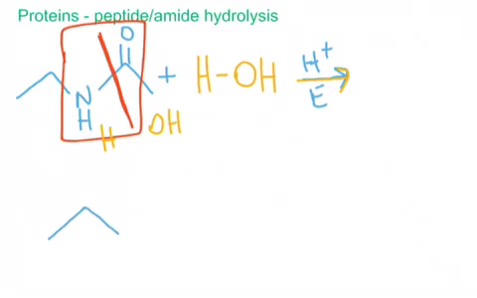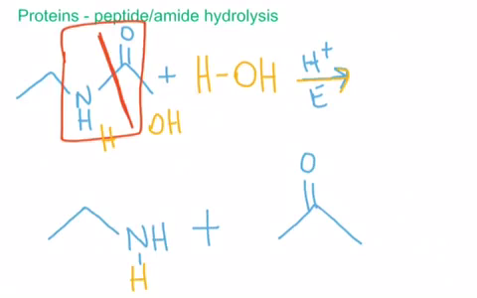So up, down, NH, and I now have another proton on there. I could also write it as NH2. The second product, up, down, carbonyl, and I added an OH onto that. So the products of an amide hydrolysis are an amine and a carboxylic acid.